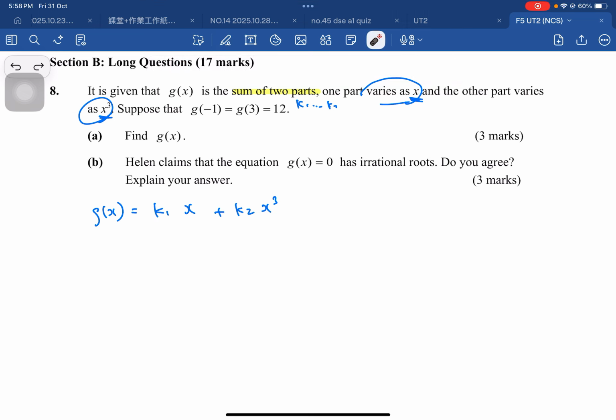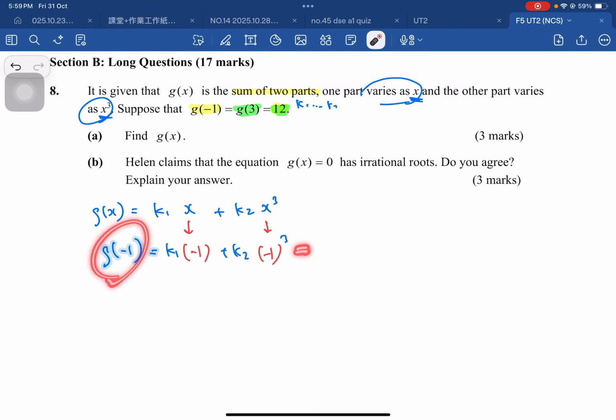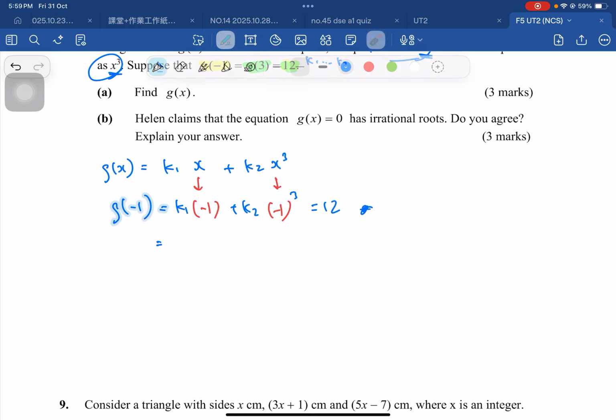So for the second sentence that we have, g(-1) equal to 12, or we have g(3) equal to 12 as well. So now we can say that g(-1) means you just replace all of the x by negative 1. We change to negative 1 first, and then you just copy all the rest. And g(-1) should be equal to 12. Then this is our first equation, but we can try to simplify this. So negative 1 times k1 giving you negative k1, and negative 1 to the power of 3: negative times negative times negative still giving you negative. So negative k2 is equal to 12.